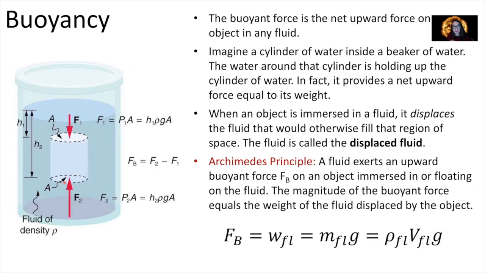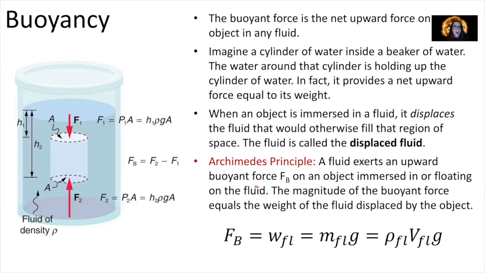So when an object is immersed in a fluid, it displaces, meaning it pushes out of the way, the fluid that would otherwise fill that region of space. And this fluid that the submerged object is pushing out of the way, we call the displaced fluid. And this is Archimedes' principle. A fluid exerts an upward buoyant force on an object immersed in or floating on a liquid. The magnitude of this buoyant force equals the weight of the fluid displaced by the object.